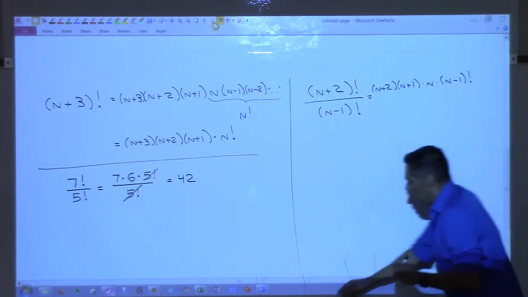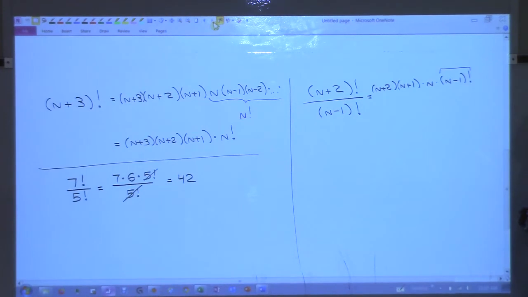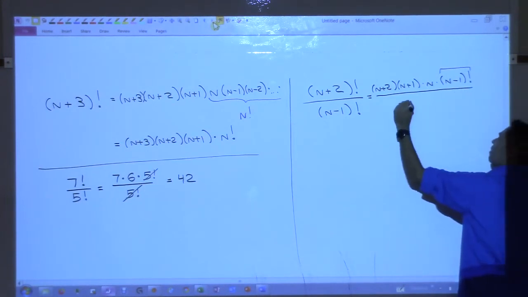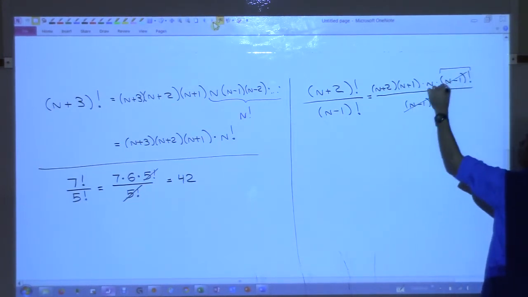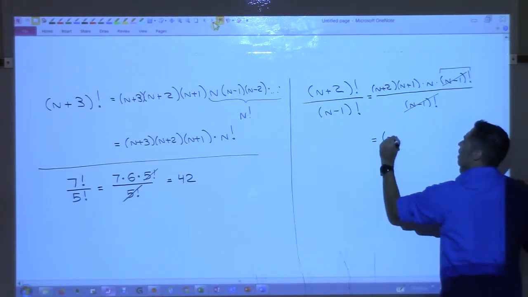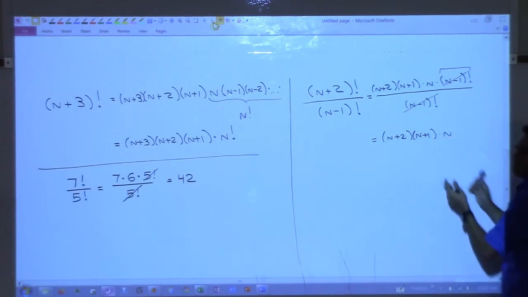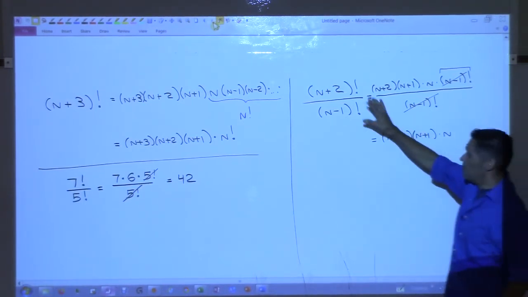So just keep in mind that this little expression right there represents everything from there on, right? And then we're going to divide that by n minus 1 factorial. And so these cancel. And all you're left with is n plus 2 times n plus 1 times n. And then you could expand that out. You can multiply that, but I'm just going to leave it like that. Okay? So we will be playing with things like this where we simplify.